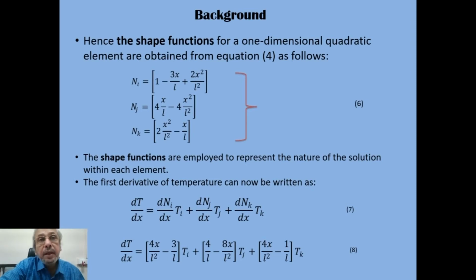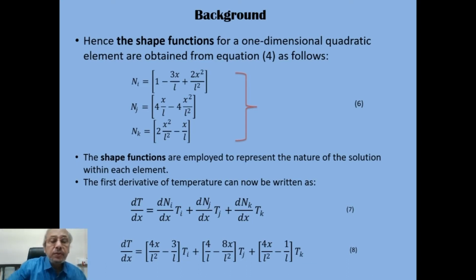Then the calculation has to be changed slightly. But if we take one element, we can say T equals Ni Ti plus Nj Tj plus Nk Tk.